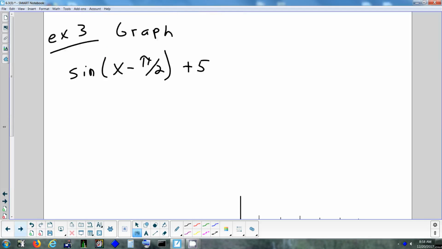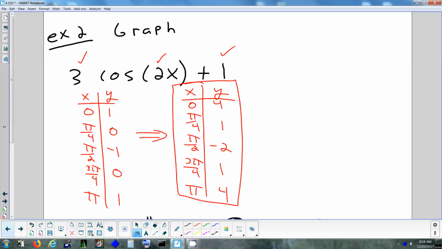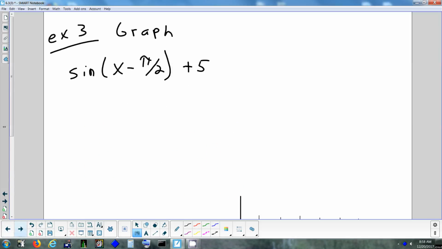All right, so we've done, let's see. We did vertical shift. Does anybody want to see another one? This would be a phase shift combined with a vertical shift. We haven't done those two together. Any questions on how you would do it?